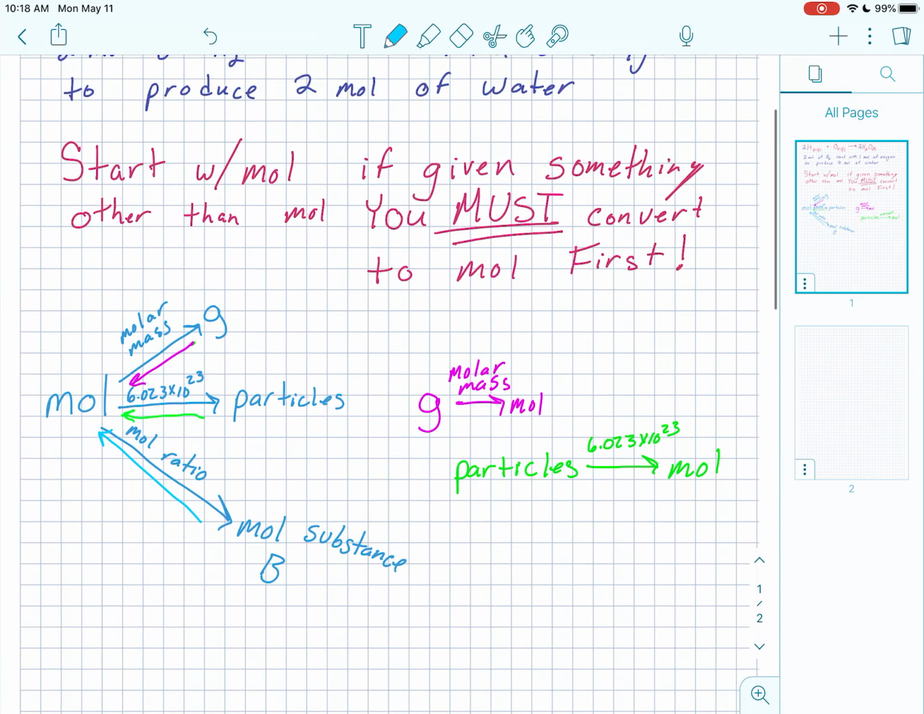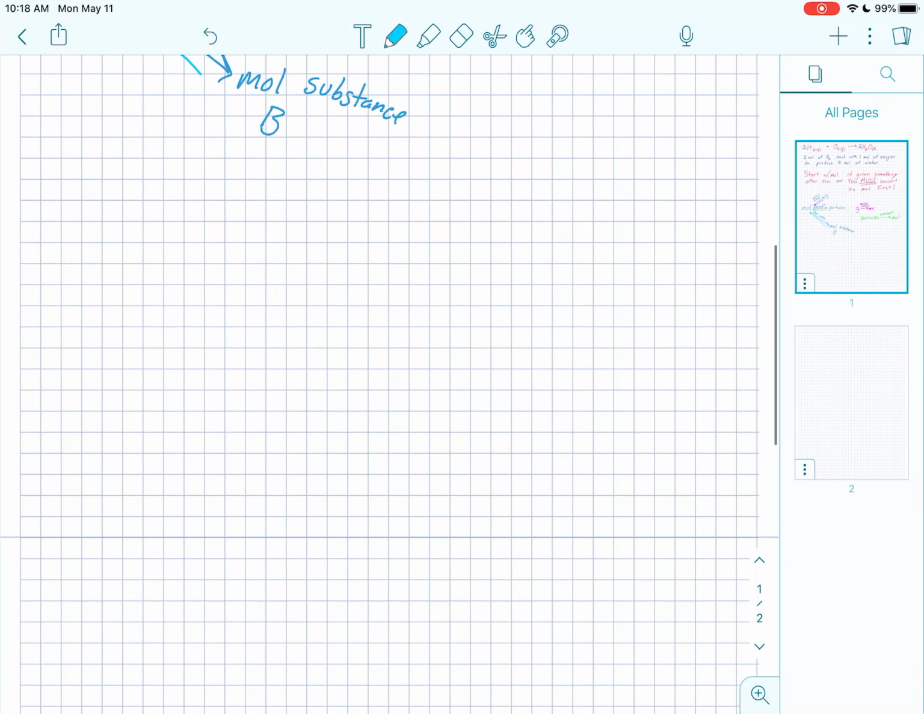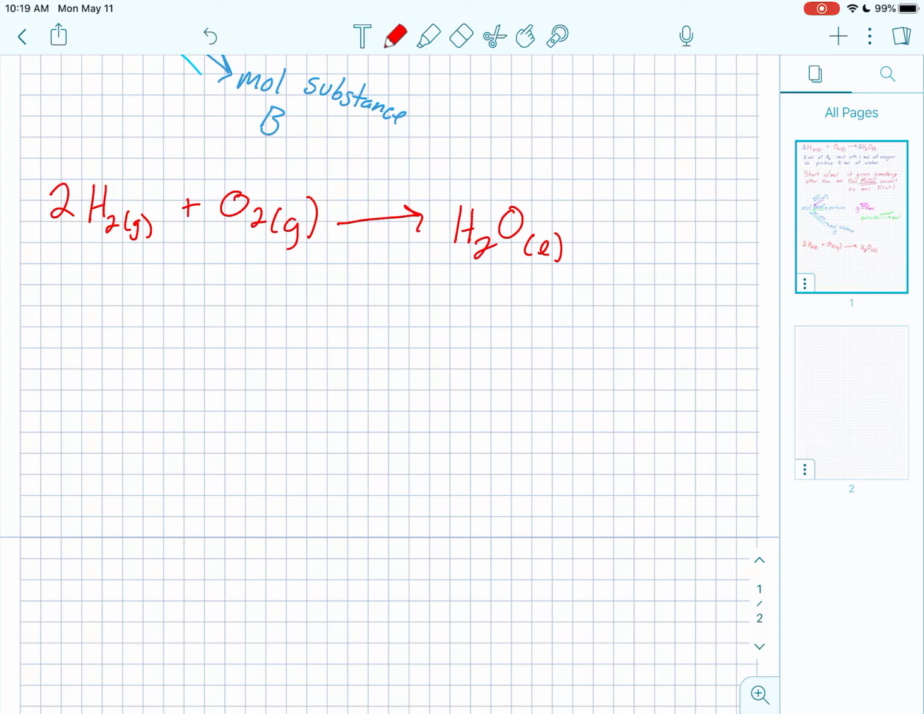So when you're trying to do a stoichiometry problem, I'm going to rewrite my formula down here just so that we can see it a little bit better. So I had 2 hydrogen. Oops, not 2 oxygen, just 1 oxygen. And that goes to liquid water. And so when we have this, let's say that I'm given grams of water, and I want to know how many moles of hydrogen that is.